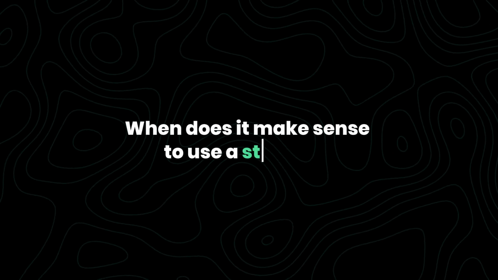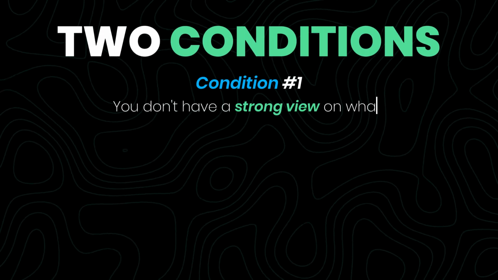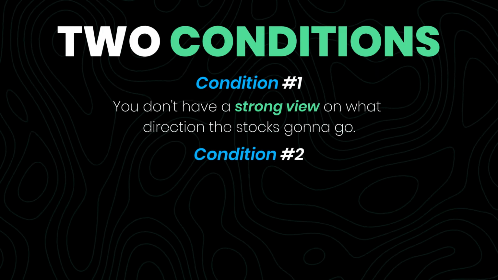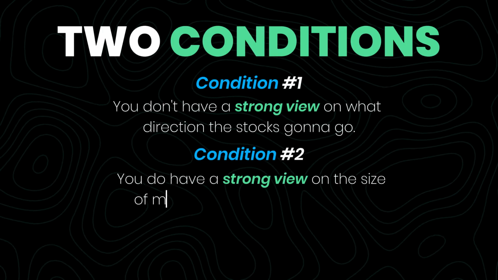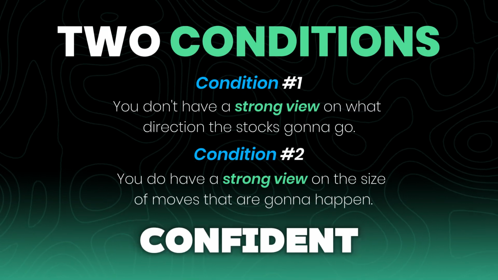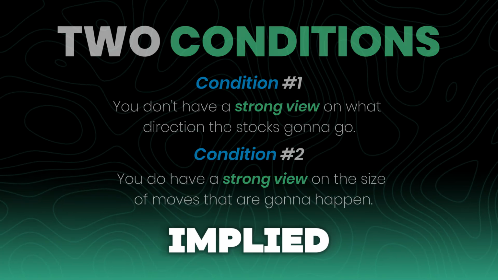So when does it make sense to use a straddle? Well, there are basically two conditions to be met. One, you don't have a strong view on what direction the stock's going to go. Like, I don't know which way Apple's going to move in the next 10 days. And number two, you do have a strong view on the size of the moves that are going to happen. You may not know what direction it'll go, but you feel confident that it's going to move less than implied. For example, the market's pricing in a 10% move and you think it's only going to move 4%. Well, guess what? Selling the straddle will be a really good trade for you to take.